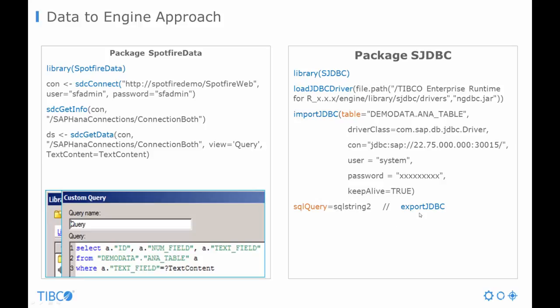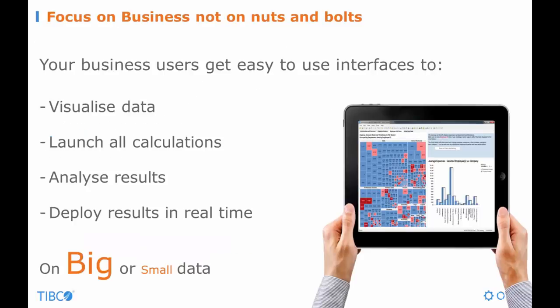Finally, the export RJDBC function allows us to export the result of our analyses straight into the data source itself, and this can be useful for many use cases. So, in conclusion, with Spotfire, the business end user has ease of use, but at the same time, below the surface, you have the versatility and power that combining TERR and Spotfire allows.